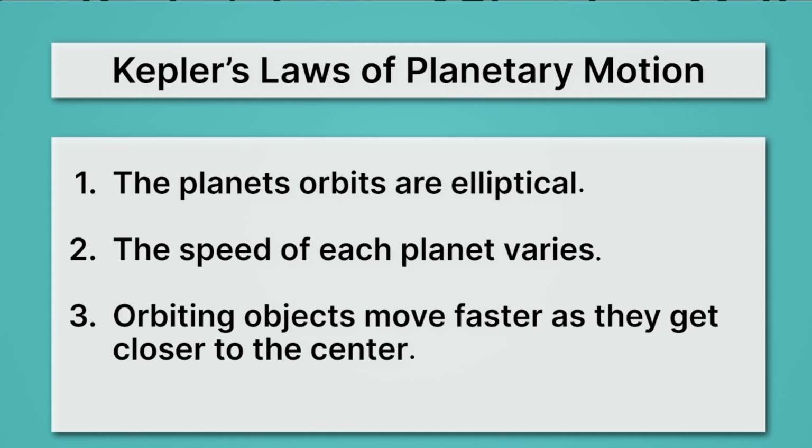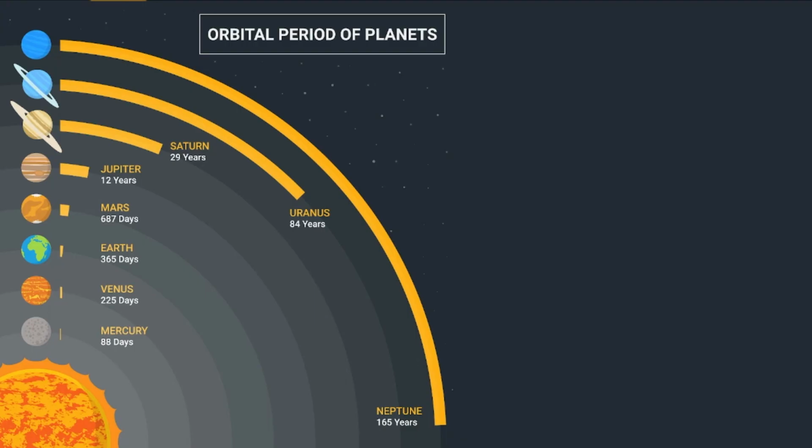Third, orbiting objects move faster as they get closer to the center. What exactly does that mean? Well, let's take a look at this orbital period chart. Notice the Earth has an orbital period of 365 days. That means it goes around once every year. Meanwhile, Neptune takes 165 years to complete an orbit around the sun. This is what Kepler's third law is saying. When you get farther away, it takes longer.